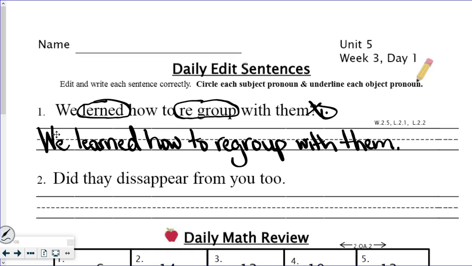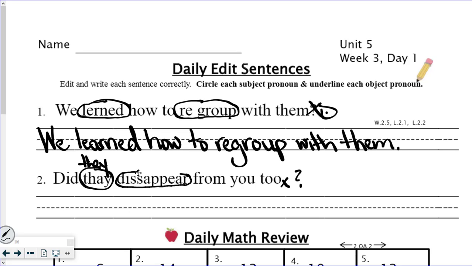Did they disappear for you too? That's a question. Right off the bat, I'm like, hey, that's a question. So I'm going to change the period to a question mark. Okay, did they is spelled incorrectly, so I'm going to circle it and rewrite it nice and neat above. Did they disappear? There's 2 S's in there, not supposed to be 2 S's.